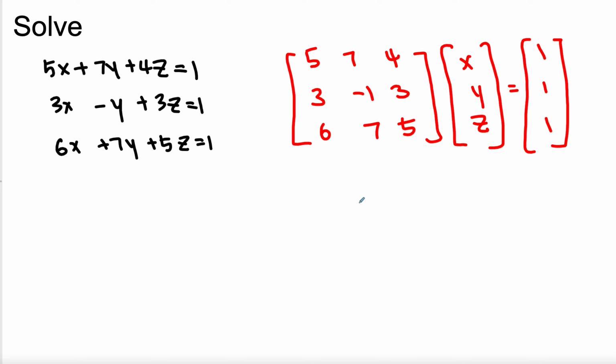In other words, if I call this matrix A, and this capital X is a matrix of the variables, and let's call this one C as a result, basically what I'm looking for is just X. I want to get rid of A. How will I do that?